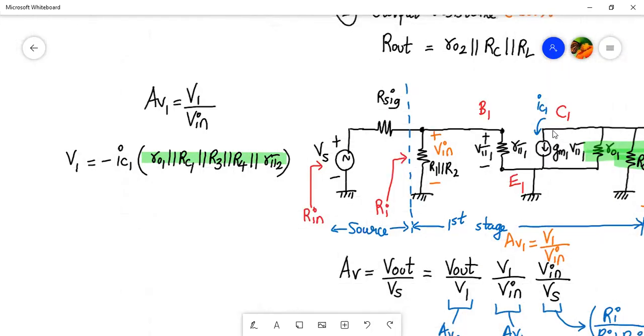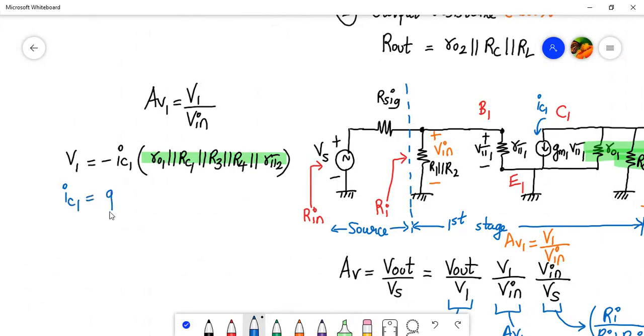Now what is IC1 from this diagram? It is GM into V pi 1, right? So let's write that: IC1 is equal to GM1 into V pi 1. Okay. And what is your value of V pi 1? If you see carefully, V pi 1 is in parallel with V in. They are in parallel, so we can write V pi 1 is equal to V in.